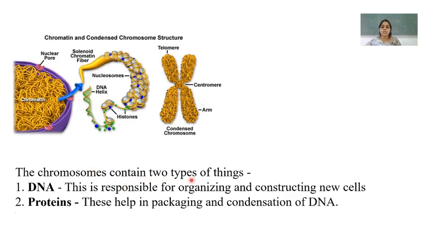The chromosome contains two types of things, that is DNA and protein. DNA is responsible for organizing and constructing a new cell. Protein helps in packing and condensation of DNA. So this is chromatin. You can see it like noodles, right? So these are nuclear pores. And this chromatin is like thin elongated strands, and you can see histones. So these are proteins. This you'll be studying in your higher classes, right now only know.